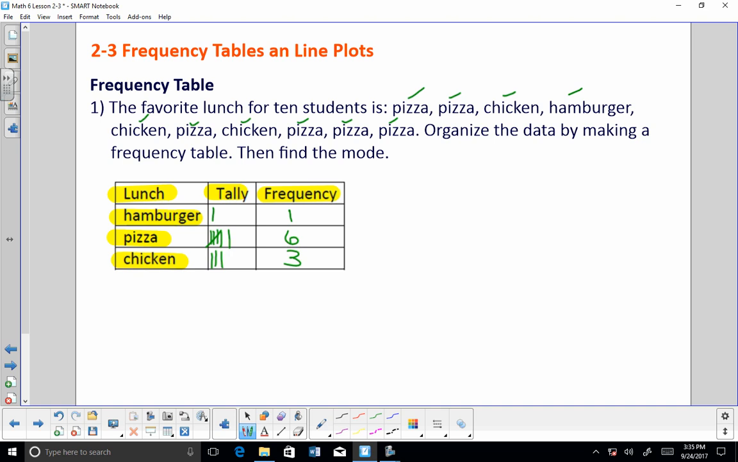The mode happens to be pizza because that happens to be the item that people chose the most often. Okay. This would be definitely a set of data in which mode would be the best way to interpret it, because it's an opinion question. What's your favorite lunch?